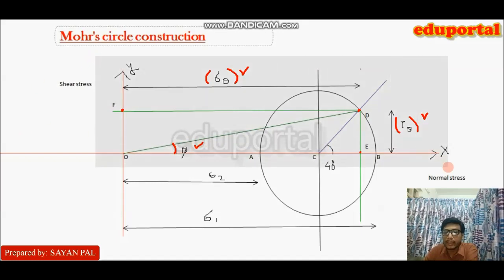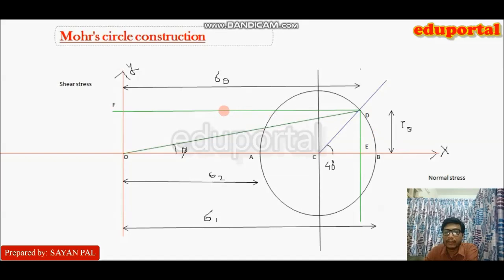From the start, we first took the assumptions, then using the formulas we solved the problem analytically, and then we solved it graphically by constructing the Mohr circle. This is the way to solve this kind of problem. I hope your concept regarding the Mohr circle and stress transformation is clear now.